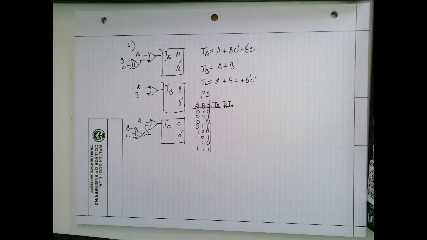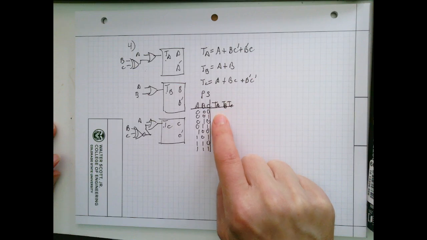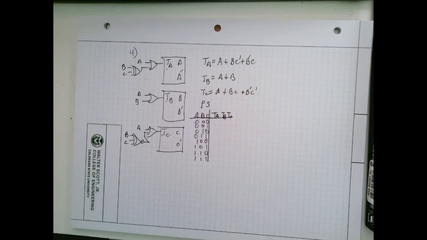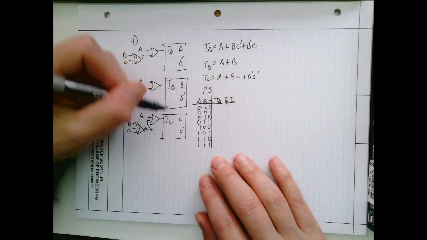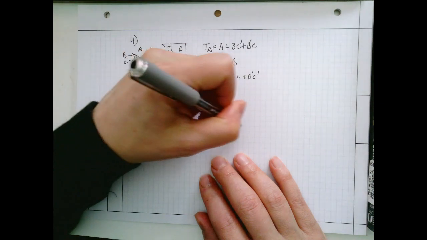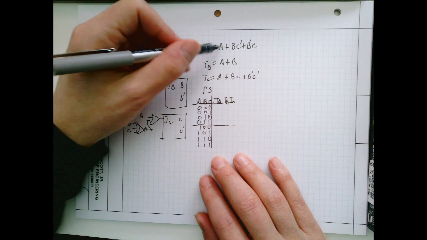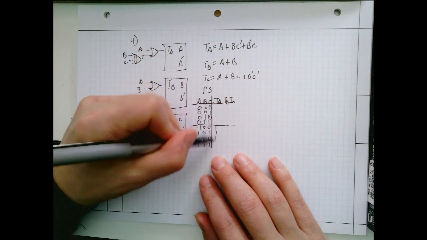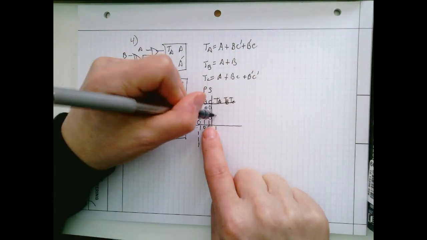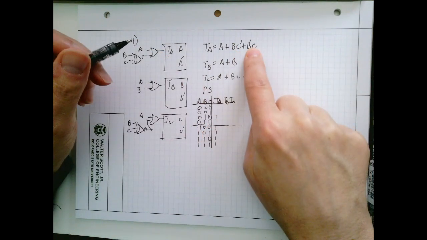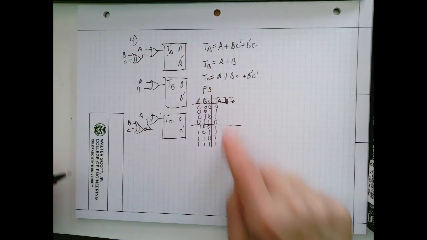Sounds good to me. How do I do T sub A? Well, if A is a 1, over here it's going to be a 1. If B is 1 and C is 0, it's going to be a 1. If B is 0 and C is 1, it's going to be a 1. Otherwise it's 0. You want to try B?